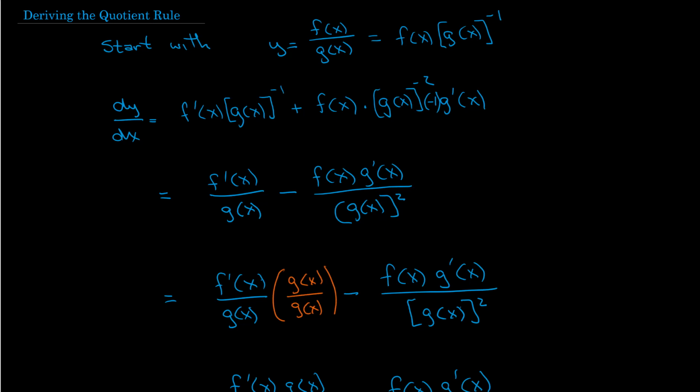Okay, so when we apply the product rule, we're going to get the derivative of whatever f is. So that's going to be f prime. Then we just copy down whatever g is. Well, that's g to the -1 power. There's the first half of the product rule. For the second half of the product rule, we take the first factor times the derivative of the second factor.